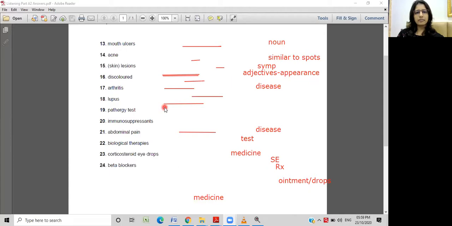Okay. Again, don't worry about the spellings as long as the meaning is correct. For example, here if you have written pathology test with an l sound, it is wrong because the sound changes. There was no l sound there. It is pathology. And if you have just written lesions, it is fine. Skin is optional.